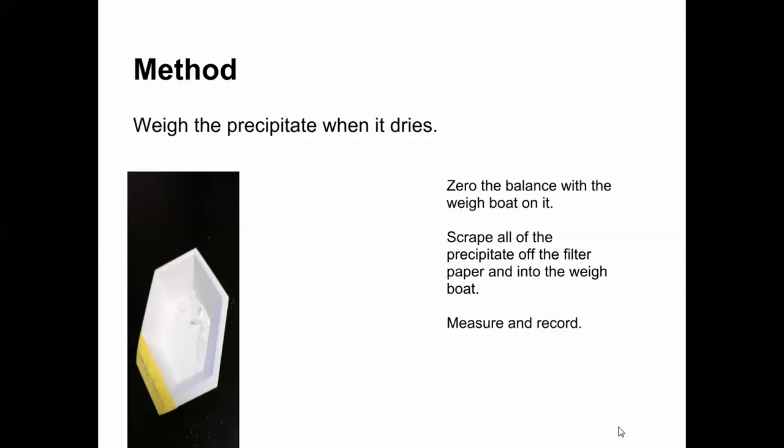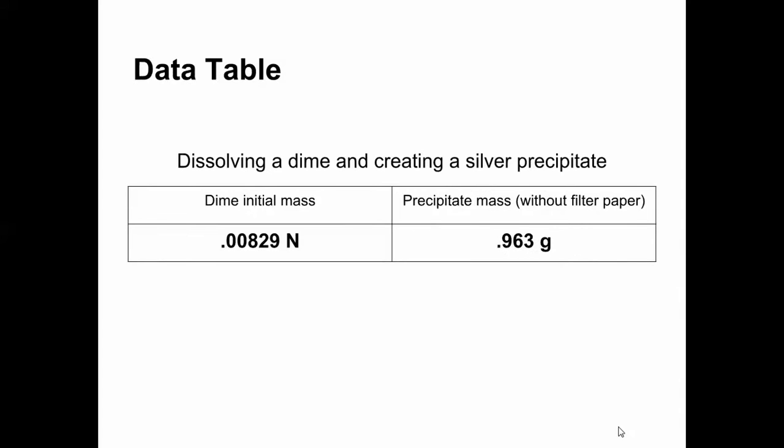Once dry, zero a scale and a weigh boat on and scrape the precipitate on the boat. Record the mass of the precipitate. This is the raw data for our experiment.